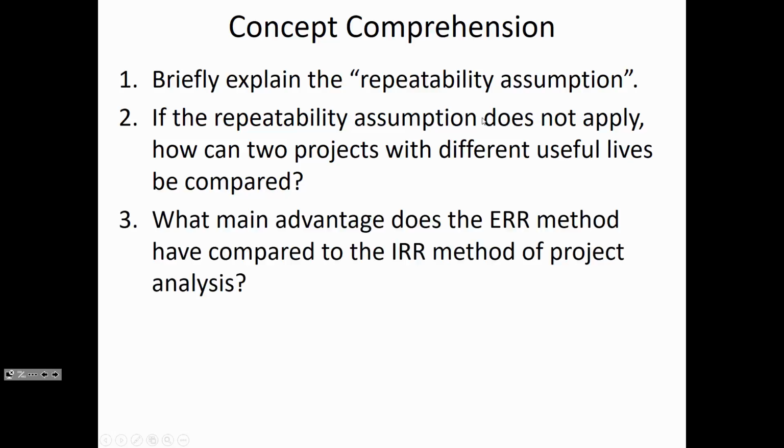All right, this is going back into the archives here. What's the main advantage of the external rate of return method compared to the internal rate of return method? Yes? So what's the advantage of one method compared to another?